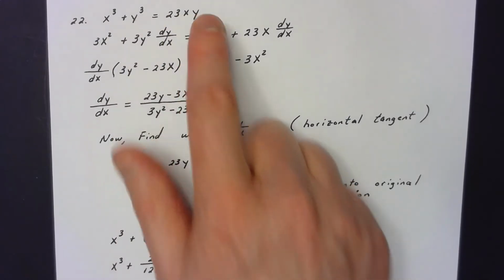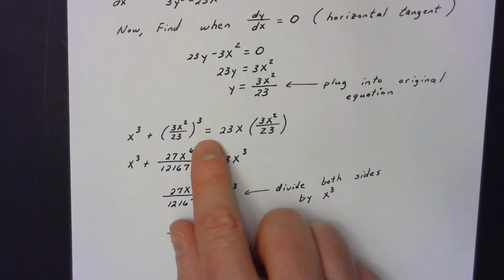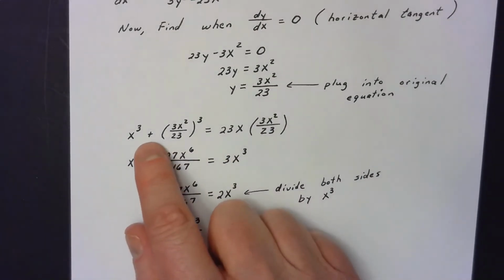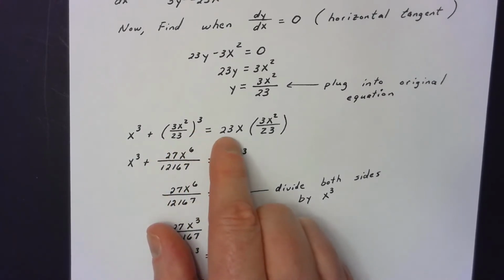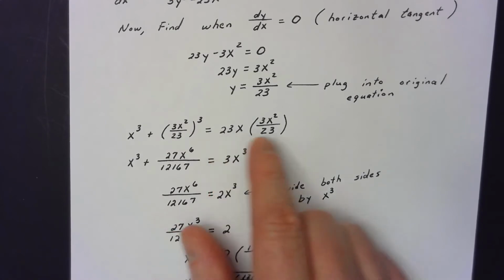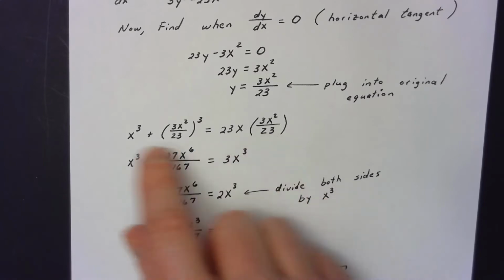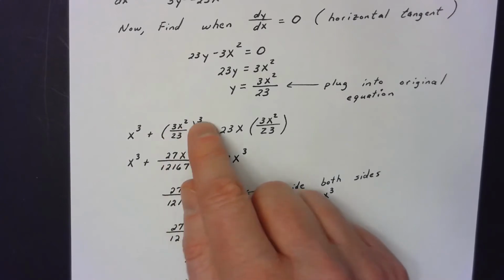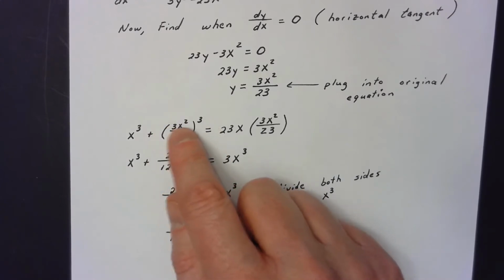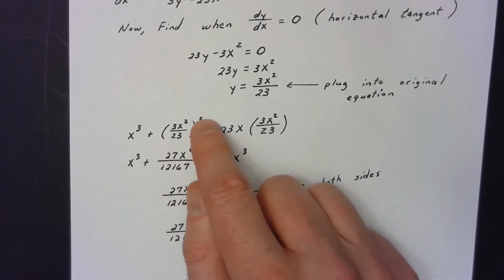So everywhere I see a y, I'll put 3x squared over 23. That's what I've done right here. Now my original equation becomes x cubed plus 3x squared over 23, quantity cubed, is equal to 23x times y, that's now 3x squared over 23. And now I need to solve for what x needs to be in order for this to occur. On the left hand side I left the x cubed alone, and then I'd have 3x squared cubed. Well, 3 cubed is 27, x squared cubed, x to the 6th. I used my calculator to cube 23 to the 3rd power, that's 12,167.